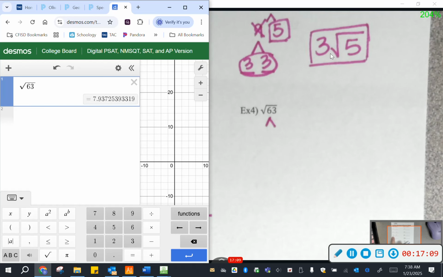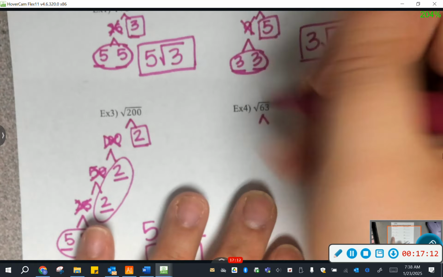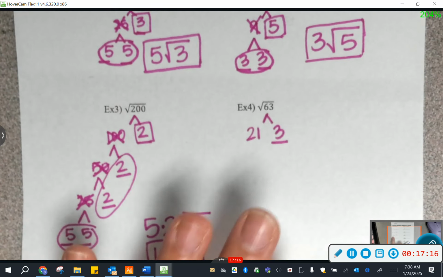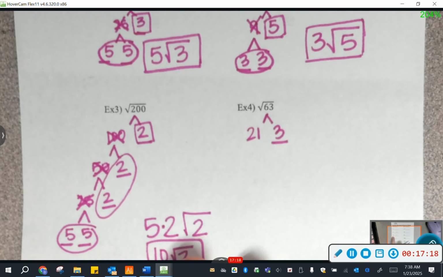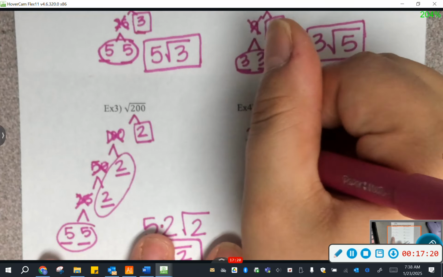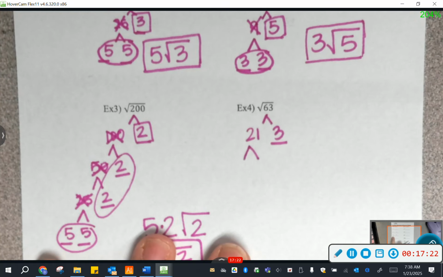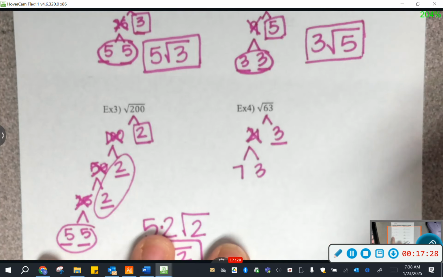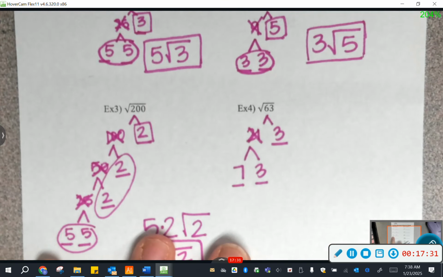Is it a perfect number? So I'm going to do 21 times 3. If you did something different, watch, you're going to get the same answer. Can I keep going with 21? What's 21? Huh? 7 and 3. And those are prime.